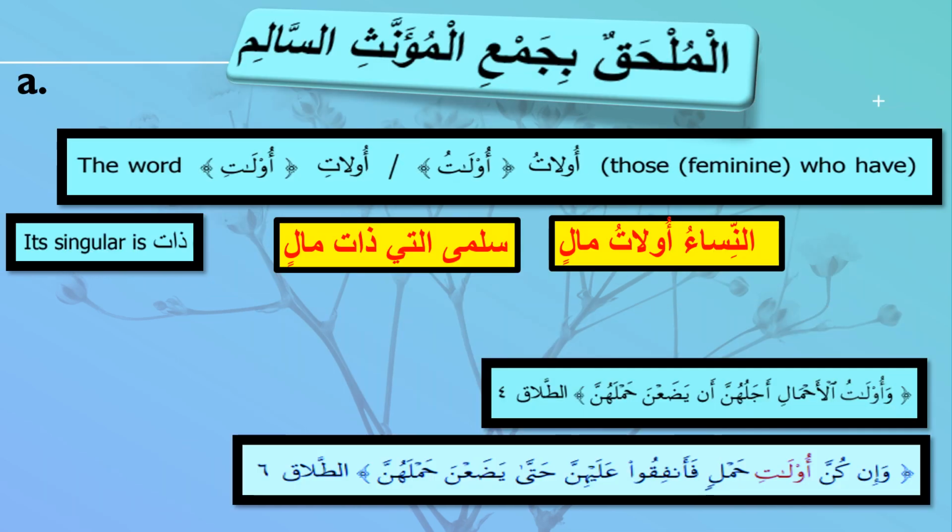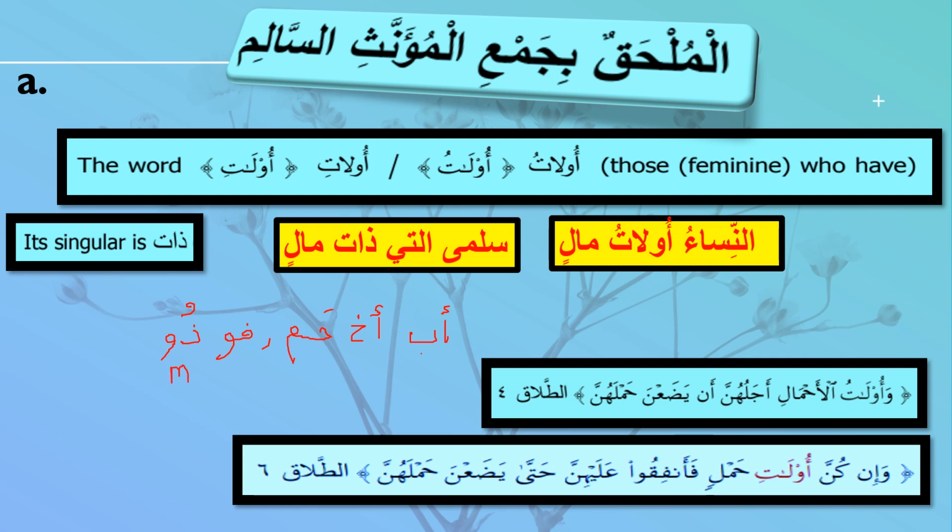Mulhaqun bi Jama Muannas Salim. Now these are the exceptions on some nouns. As you see, ulat. If you remember the Asmaul Khamsa, we have ab, and we have akh, then ab, akh, ham. Ham means in-law, then fu means mouth, and dhu. So dhu means has, and this is for the males.